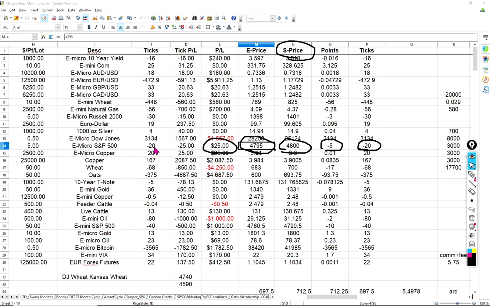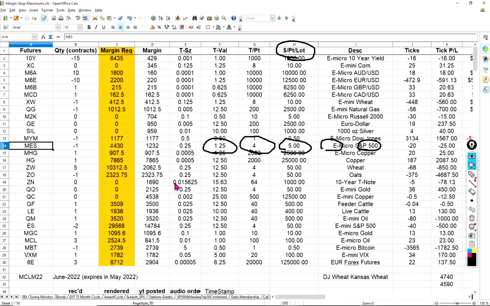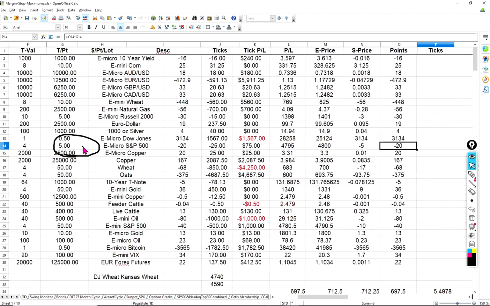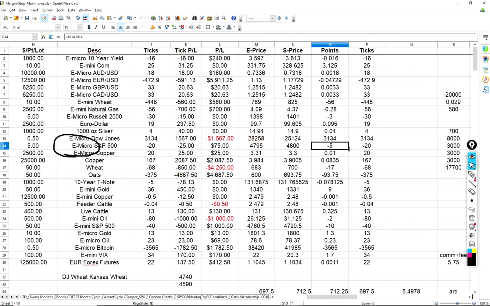Now I used to do this. I used to trade this product a lot before my account got bigger. I'm going to trade 3 of these now. Okay? I'm changing this to 3 contracts. See it? It's the same 5 points. I got in at 4,800. The market went down 5 points to 4,795. But now I made $75 because I got 3 contracts.